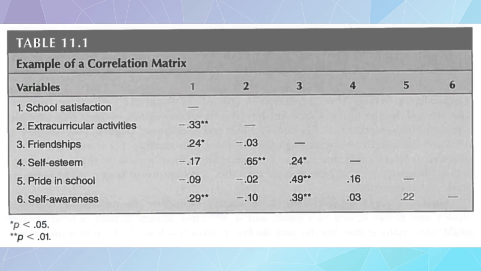Here we have an example of a correlation matrix. If you look at row 4, column 2, we can see that the strongest correlation is between extracurricular activities and self-esteem at positive 0.65. The two asterisks let us know that this result is statistically significant.